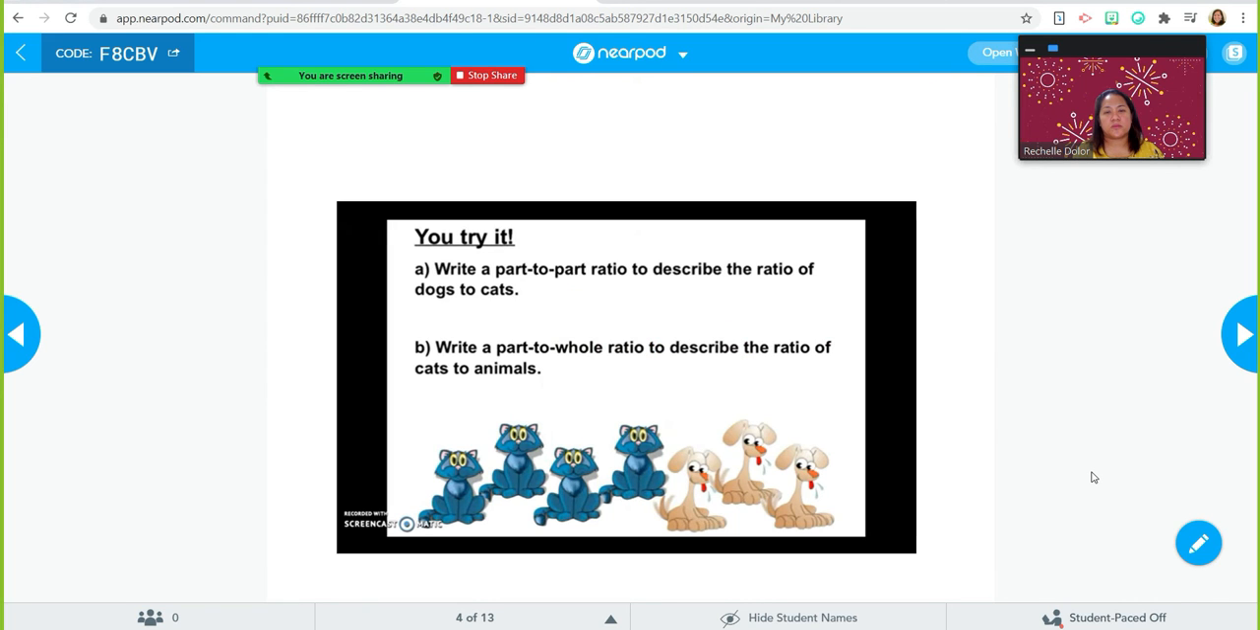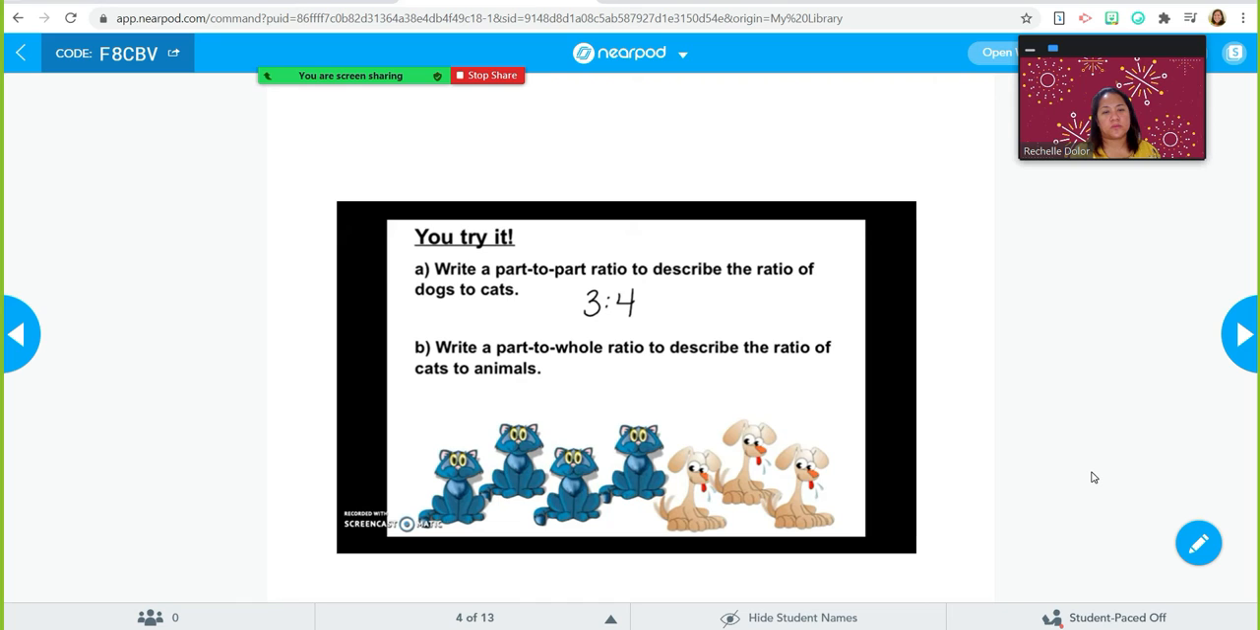So pause the video, see if you can answer these questions about the picture below. First, I want you to write a part-to-part ratio to describe the ratio of dogs to cats, and then I want you to write a part-to-whole ratio to describe the ratio of cats to animals. So in this case, we see that there are 3 dogs and 4 cats, so our ratio of dogs to cats is 3 to 4, and the order is important because we said dogs first and then cats.